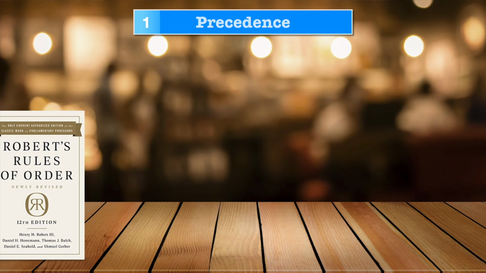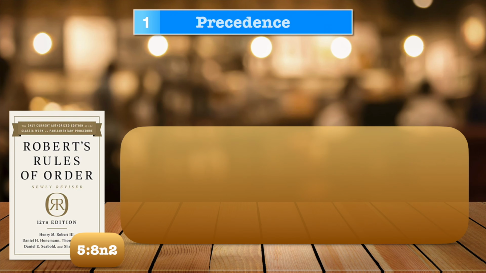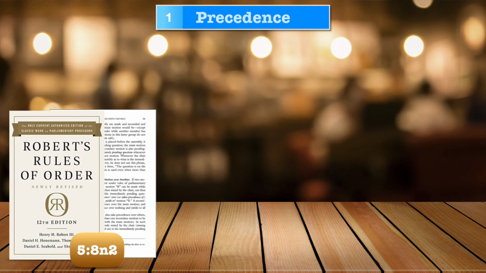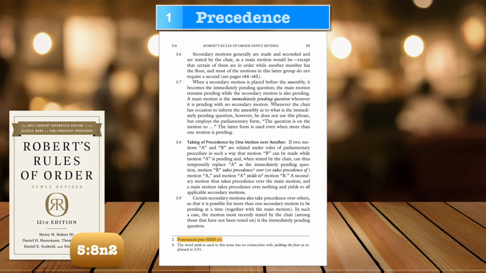And we'll start by examining the pronunciation. There's a strong tendency to read this word as "precedence," but Robert's Rules of Order actually gives the proper pronunciation, indicating that it is pronounced "precedence." So if anyone tries to correct you when you say "precedence," direct them to the footnote on page 54 of Robert's Rules of Order Newly Revised, 12th edition, or, better yet, direct them to this video.